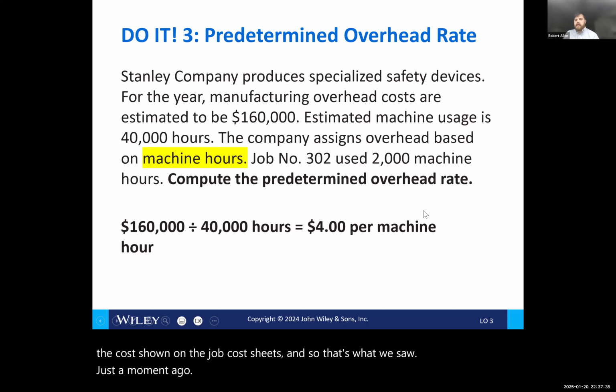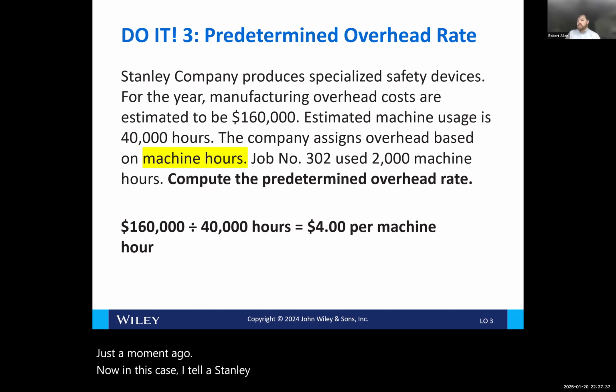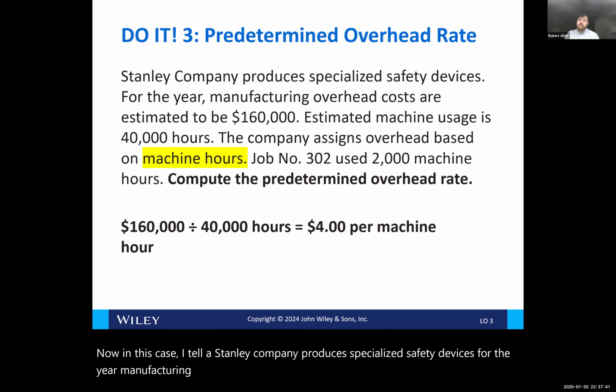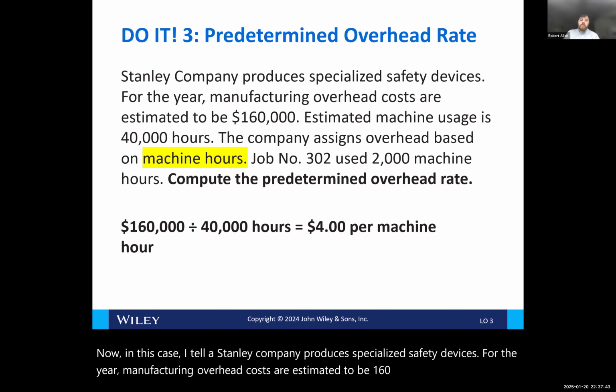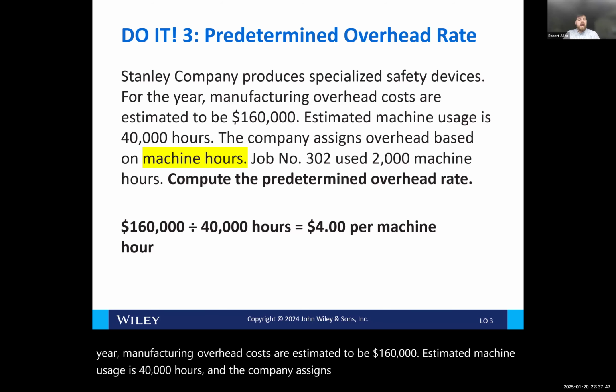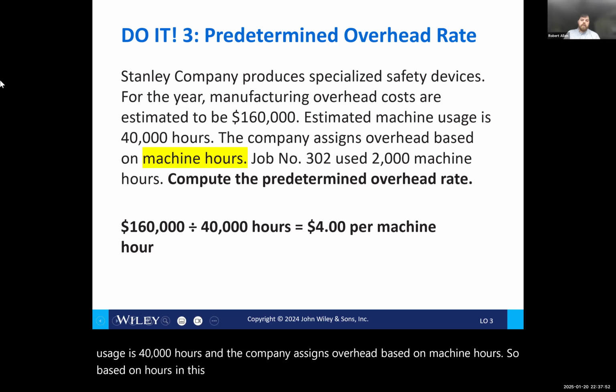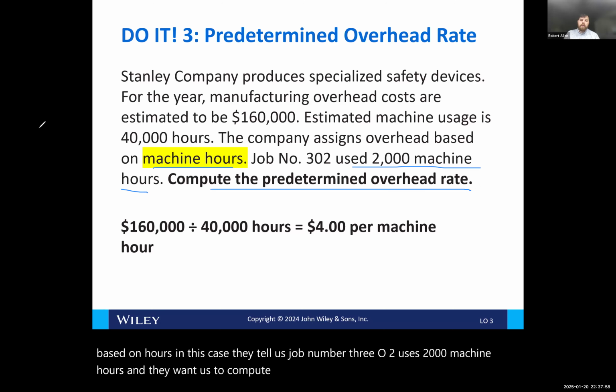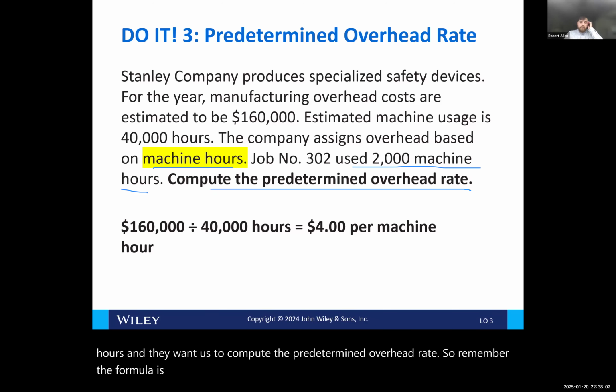Now, in this case, they tell us Stanley Company produces specialized safety devices. For the year, manufacturing overhead costs are estimated to be $160,000. Estimated machine usage is 40,000 hours, and the company assigns overhead based on machine hours. So based on hours in this case, they tell us job number 302 uses 2,000 machine hours, and they want us to compute the predetermined overhead rate. So remember, the formula is the estimated annual cost divided by the estimated annual usage.